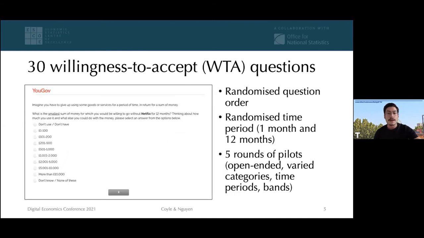So what we're doing here is asking around 30 willing-to-accept questions. Here's an example where we're asking people what would be the minimal amount of money they'd be willing to accept to give up a certain digital good, and there's a whole long list of those. This is the example for Netflix. We know, of course, that the consumer surplus will be higher than what people pay for it. We randomized the question order, and we randomized time periods, so we randomly asked people to give up the good for 1 month or 12 months. So we can play around with some of those later on.